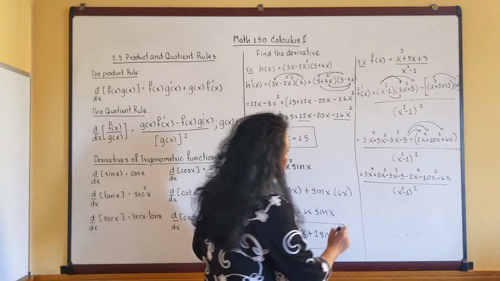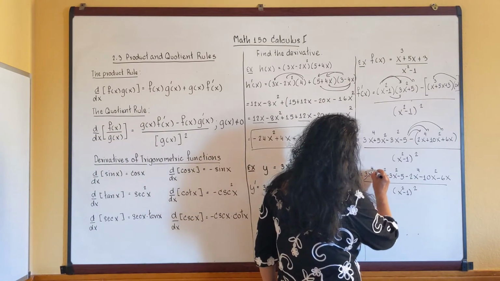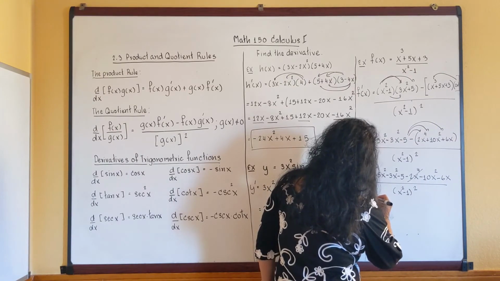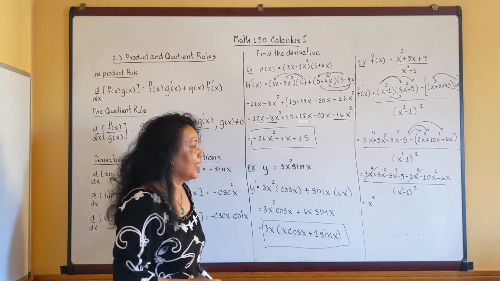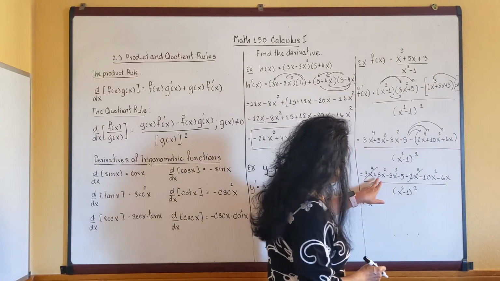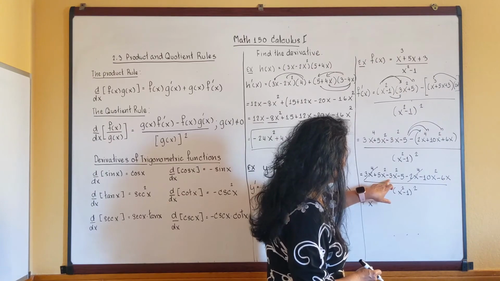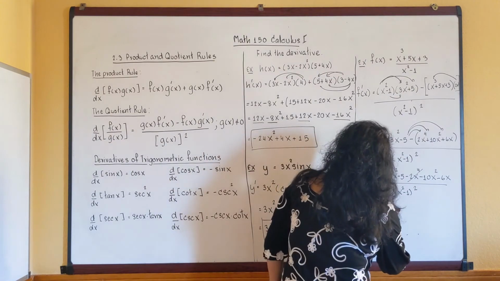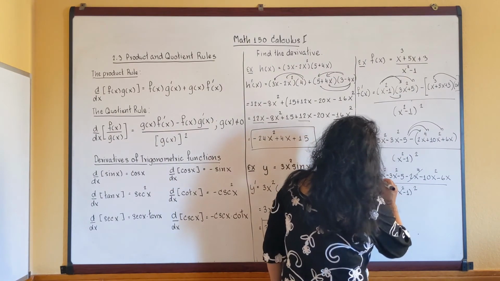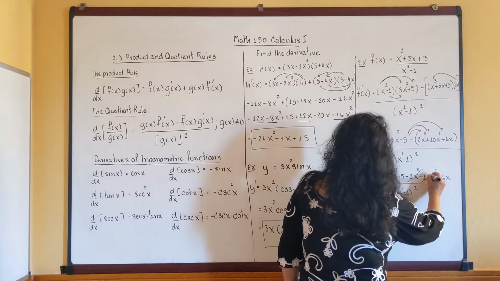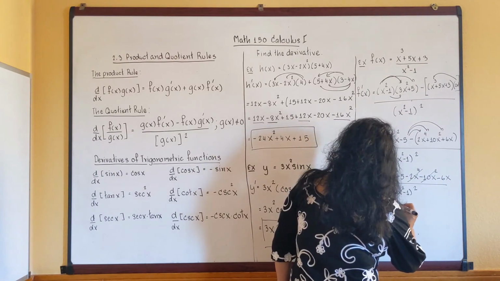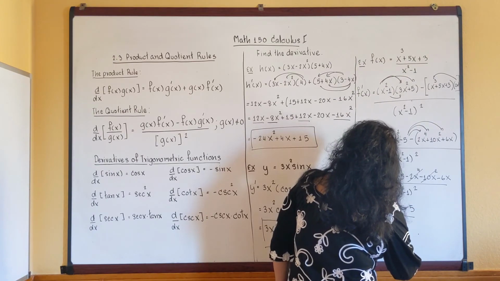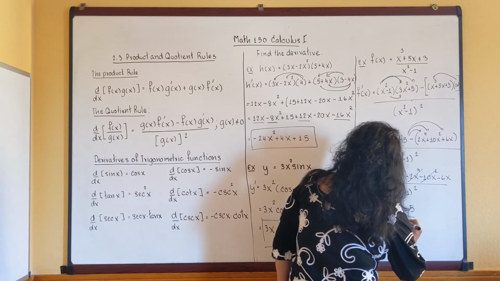Let's combine like terms. I have 3x to the 4th minus 2x to the 4th, that is x to the 4th. 5x squared minus 3x squared, that's 2x squared, minus 10x squared, so minus 8x squared. Minus 6x minus 5, over x squared minus 1, quantity squared.